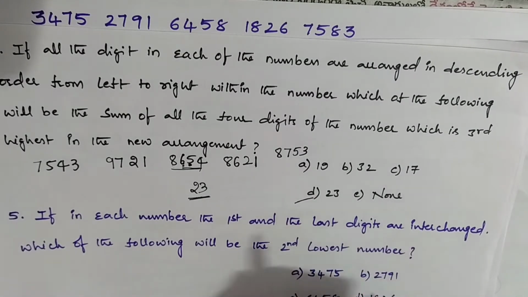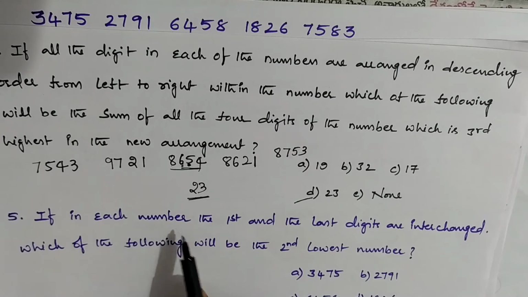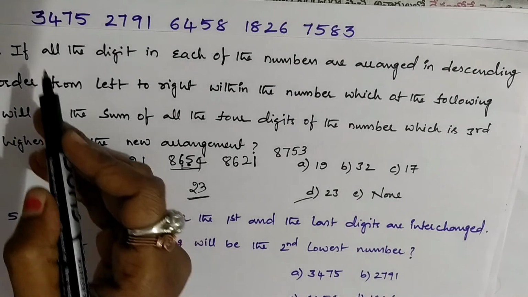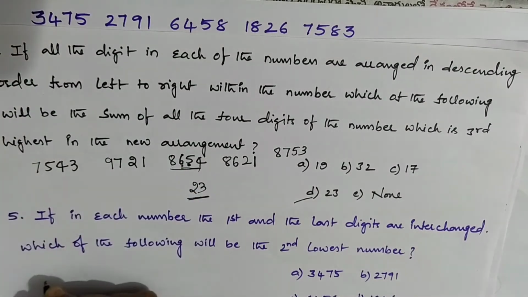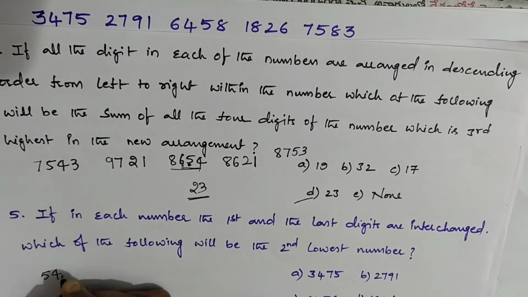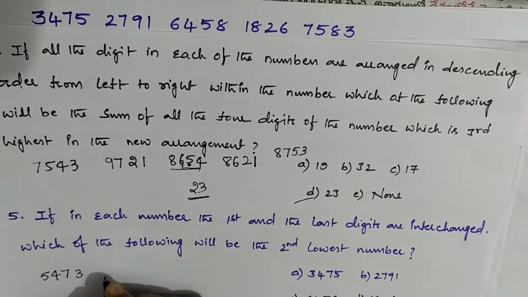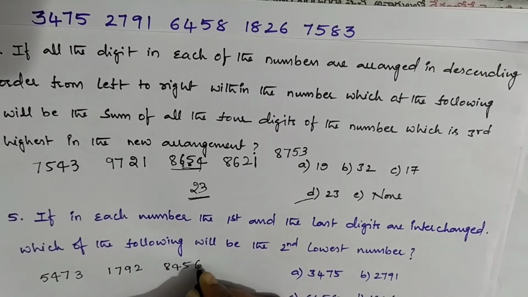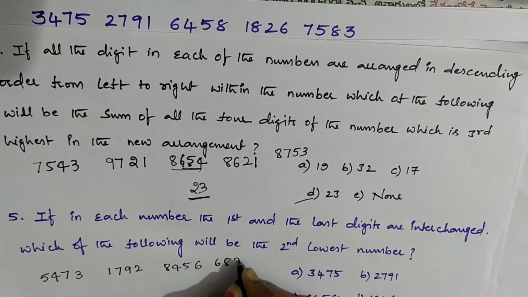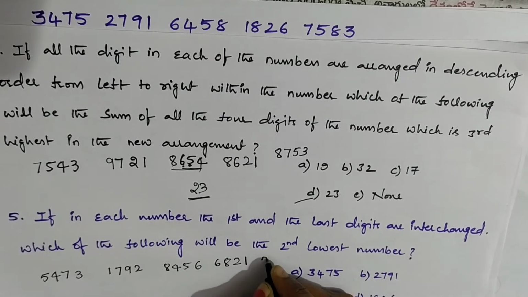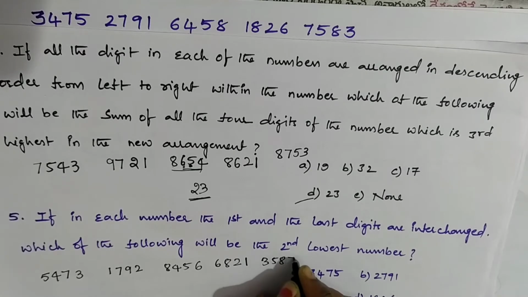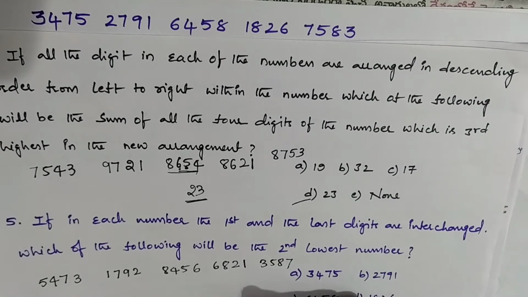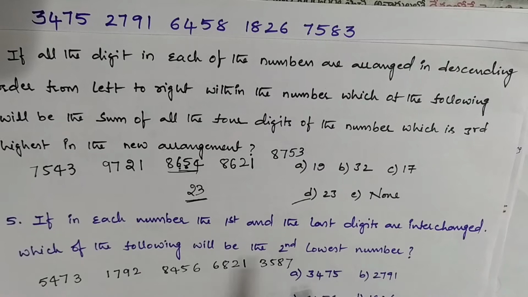Next question. If in each number the first and the last digits are interchanged. First and last digits are interchanged: 5, 4, 7, 3. 1, 7, 9, 2. 8, 4, 5, 6. 6, 8, 2, 1. 3, 5, 8, 7. Which of the following will be the second lowest number?